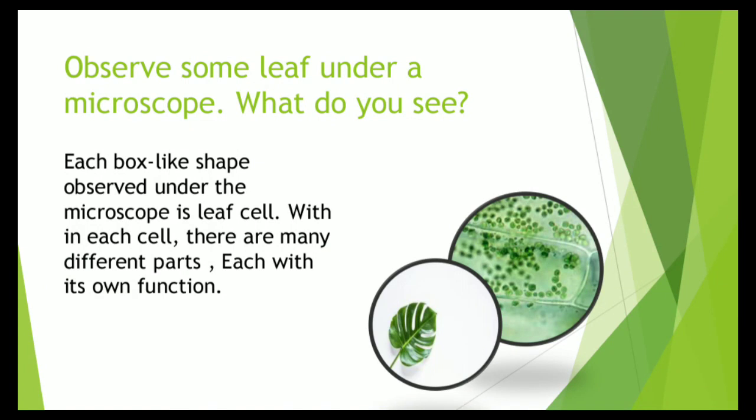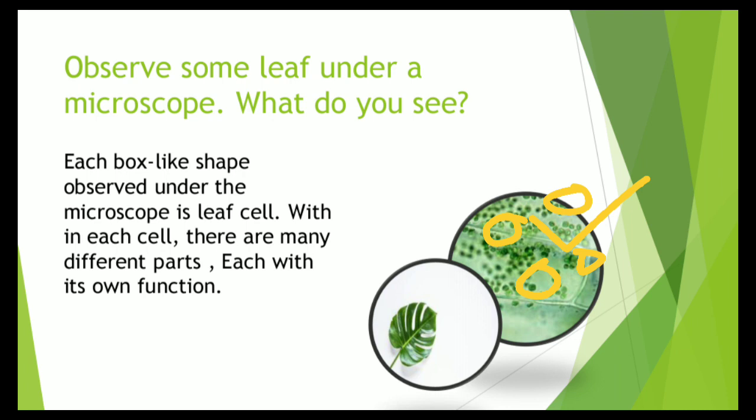Now observe some leaf under a microscope. What do you see? We put the leaf under the microscope, and here is the result. You can see there are different tiny structures. Each box-like shape observed under the microscope is known as a leaf cell. Within each cell there are many different parts, each with its own function.